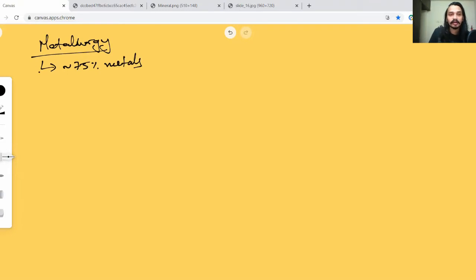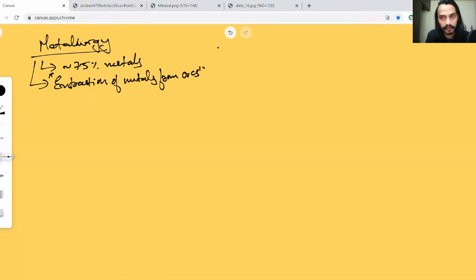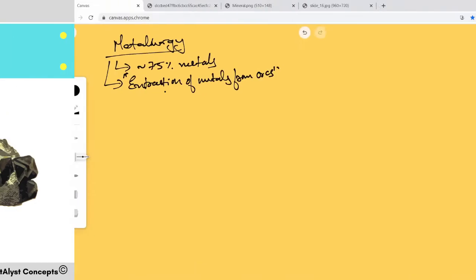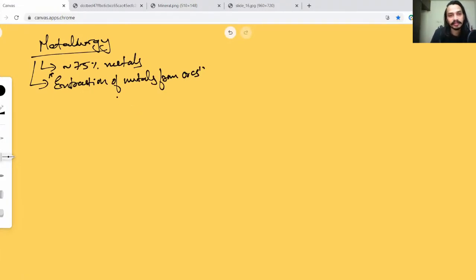Now, metallurgy, if I talk about this term, is nothing but how do you extract metals? So, extraction of metals from their ores. This is the definition of metallurgy. Basically, how do we get metal for ourselves to use? That's what it's trying to tell you. So extraction of metal from its ores is metallurgy. We'll come to the terminology in a little bit.